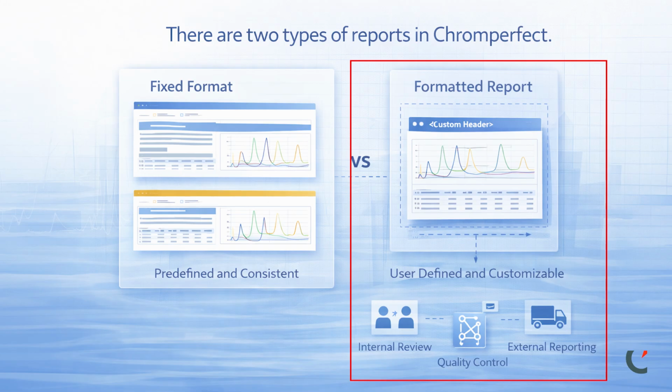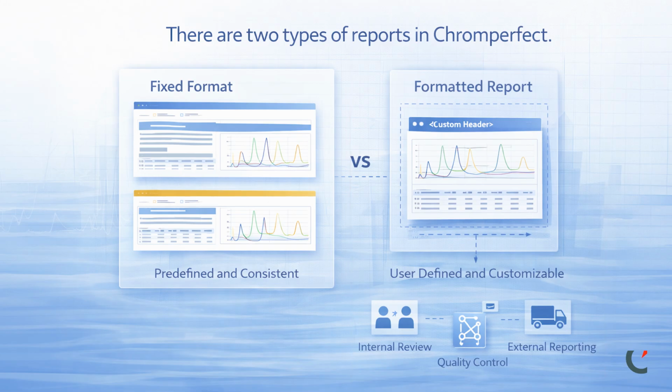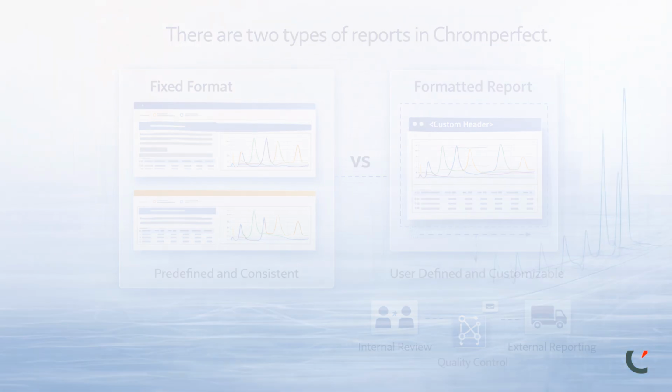This is a user-defined report that allows you to control exactly what information is presented and how it is arranged. Formatted reports can be tailored to suit different audiences, whether that is internal review, quality control, or external reporting. At this stage, it is important to understand the difference between these two approaches, rather than how to build them. We will cover the construction and management of formatted reports in the next chapter.